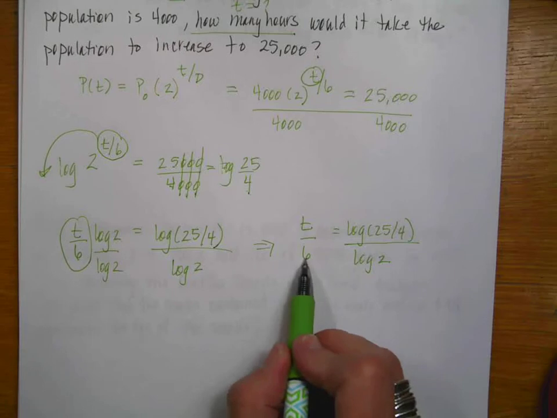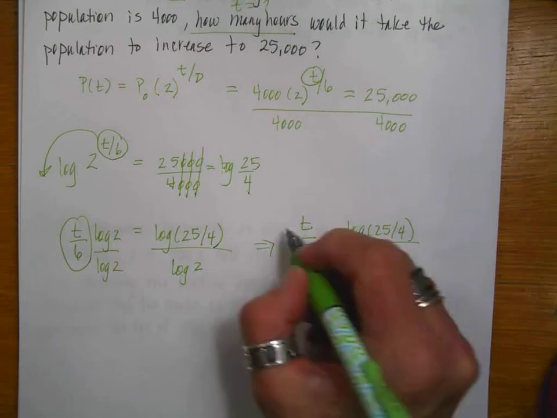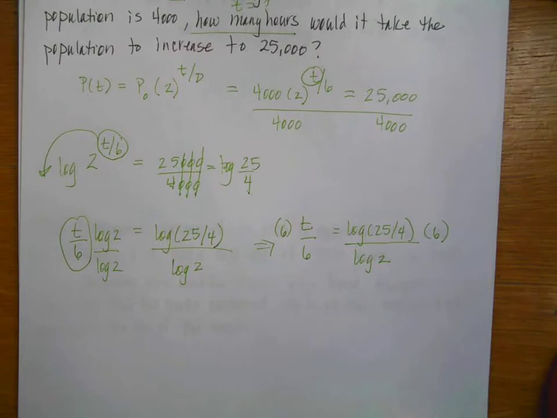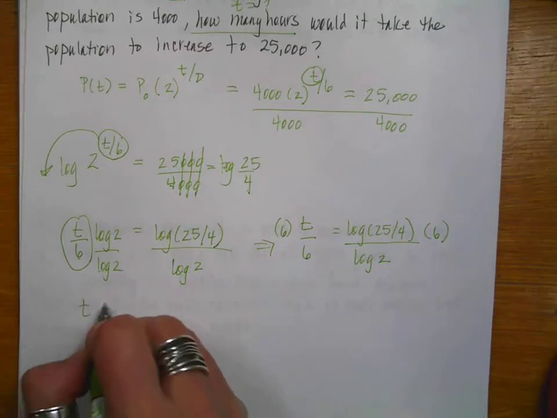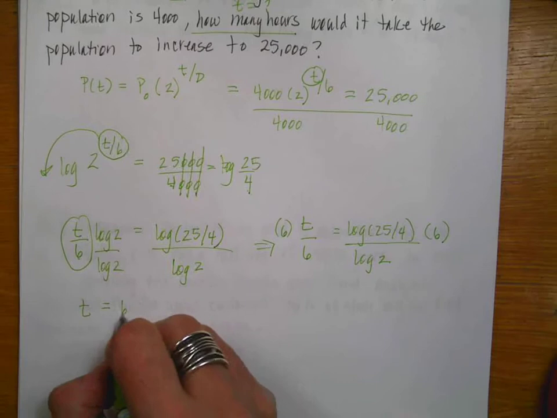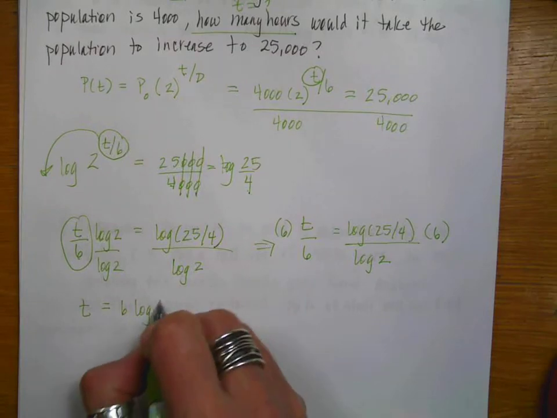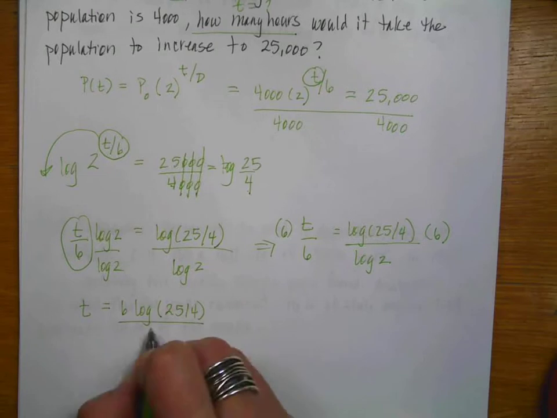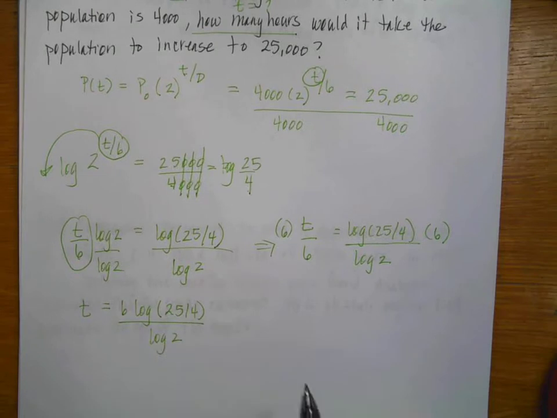So the next thing that I need to do is get rid of this 6. So because it's in the denominator, I'm going to multiply both sides of the equation by 6, and then I'm going to get t is equal to, and I'm going to put the 6 up front just because it makes it a little bit easier in my calculator, and then I'm going to do the log of 2.